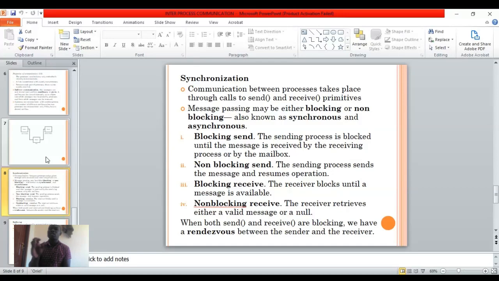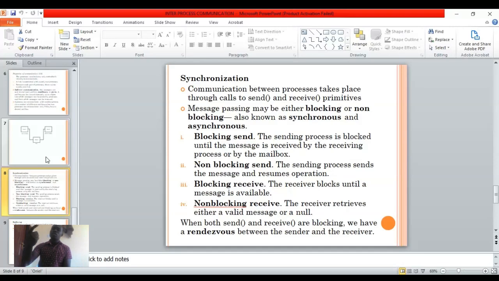We have the blocking send. With the blocking send, the sending process is blocked until the message is received by the receiving process or the mailbox. Then we have the non-blocking send. With non-blocking send, the sending process sends the message and resumes the operation. So it keeps on sending, whether the message has been received or not.